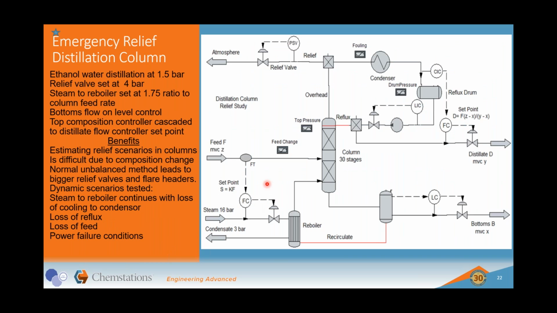The next one is emergency relief on a distillation column. It's ethanol water. This is the conditions that we have for it. Basically what we're doing here, we're feeding fixed feed to a distillation column. We're ratioing the steam feed to the reboiler. We're doing level control on the reboiler at the bottom. We're doing level control on the reflux drum at the top. And basically we're measuring the composition here, and we're adjusting in cascade the distillate takeoff flow.